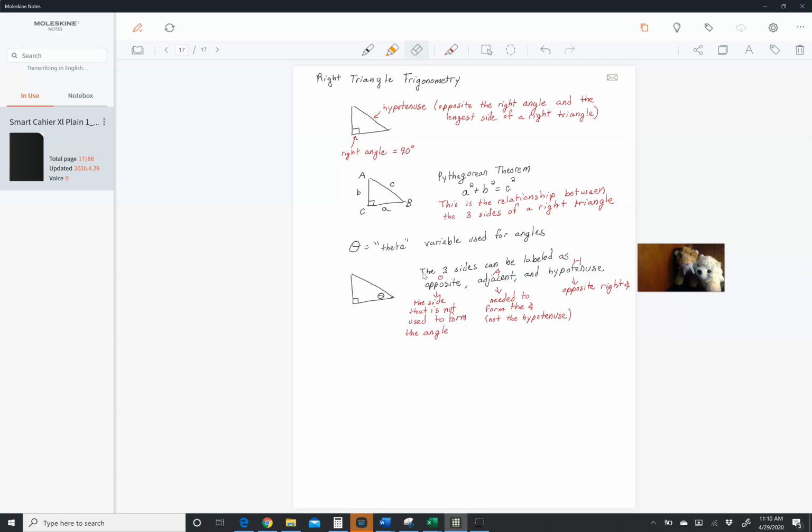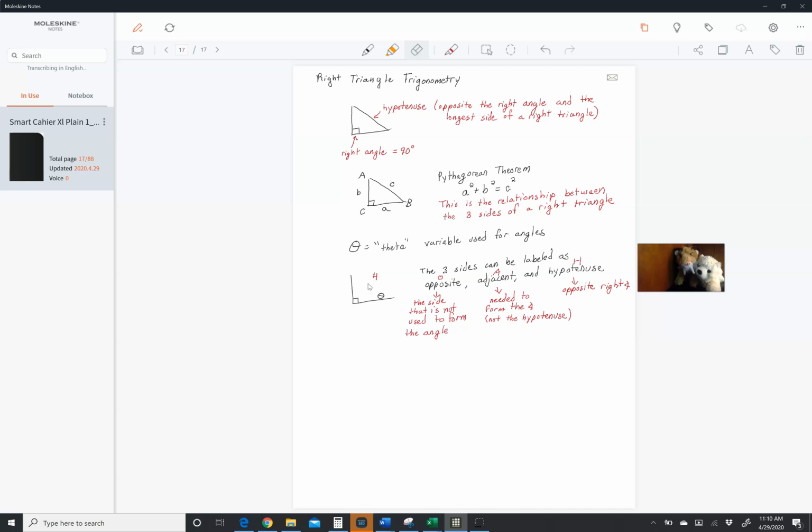Okay, so let's label this triangle based on this angle here. So notice that if you change the location of the angle, if we use the angle at the top instead, then the location of the opposite and the adjacent is going to change. Okay, why do we say that? Well, first of all, the hypotenuse we always know is opposite the right angle. So if we were to draw some sort of line that goes from this corner of the triangle across, this would be the hypotenuse.